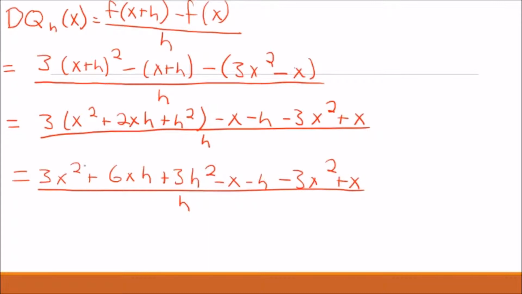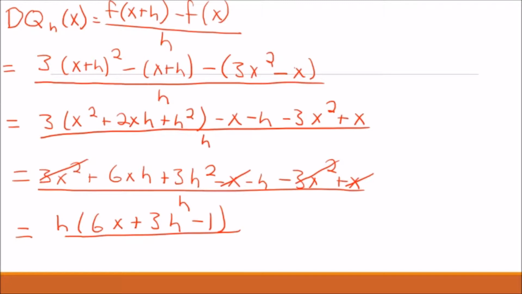And now some things cancel. Our 3x squareds cancel. We have a minus x and a plus x. And I believe that is it for things canceling right now. So the other thing that we could do is factor out an h in our numerator. So we'll have h times 6x plus 3h minus 1, and this is all divided by h. So this is equal to 6x plus 3h minus 1.